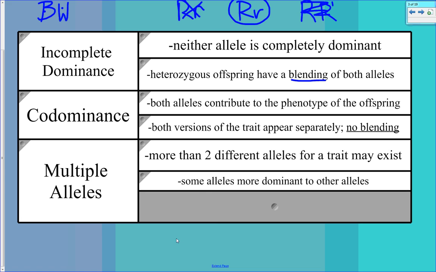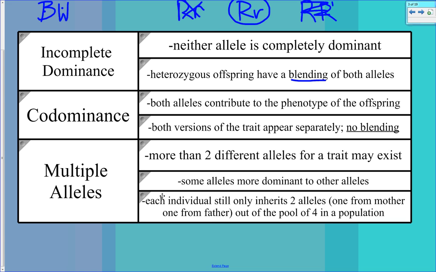But like I said, each individual still only gets 2 alleles, even though there could be 4 in the population. Depending on the trait and depending on what species we're talking about, there could be several, like up to 10 different alleles for a trait, but each individual still only gets 2, one from mom and one from dad. So probably the best example of this would be in another creature here, in rabbits.